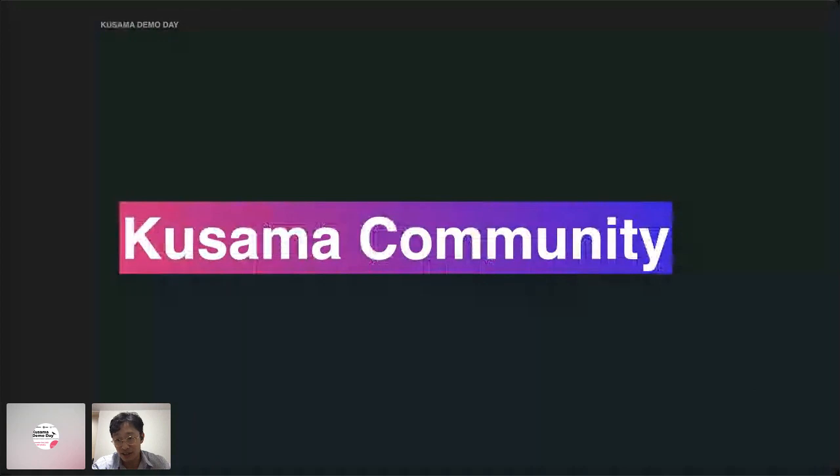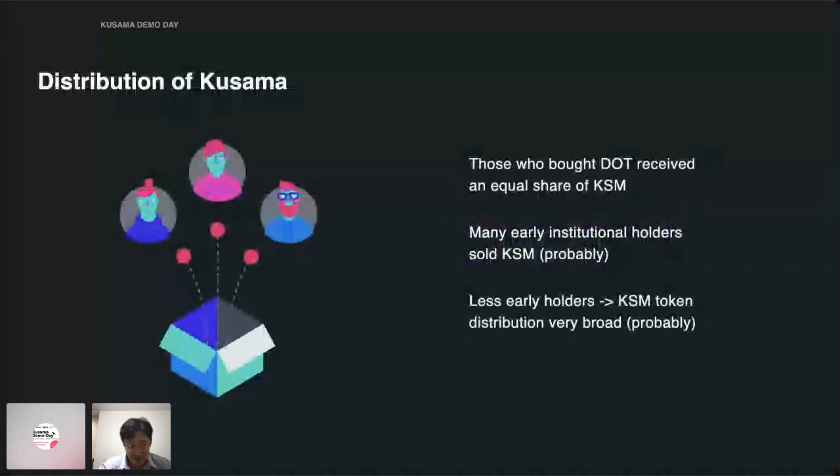So next I would like to talk a little bit about the Kusama community and how it came up. So backtrack a little bit to the first few days of Kusama. Initially, Kusama KSM tokens were distributed to users who bought DOT in a 1-to-1 ratio before DOT was redenominated 1-to-100. So back then there were about 10 million dots, and now there's 1 billion or so dots before any sort of inflation occurred.